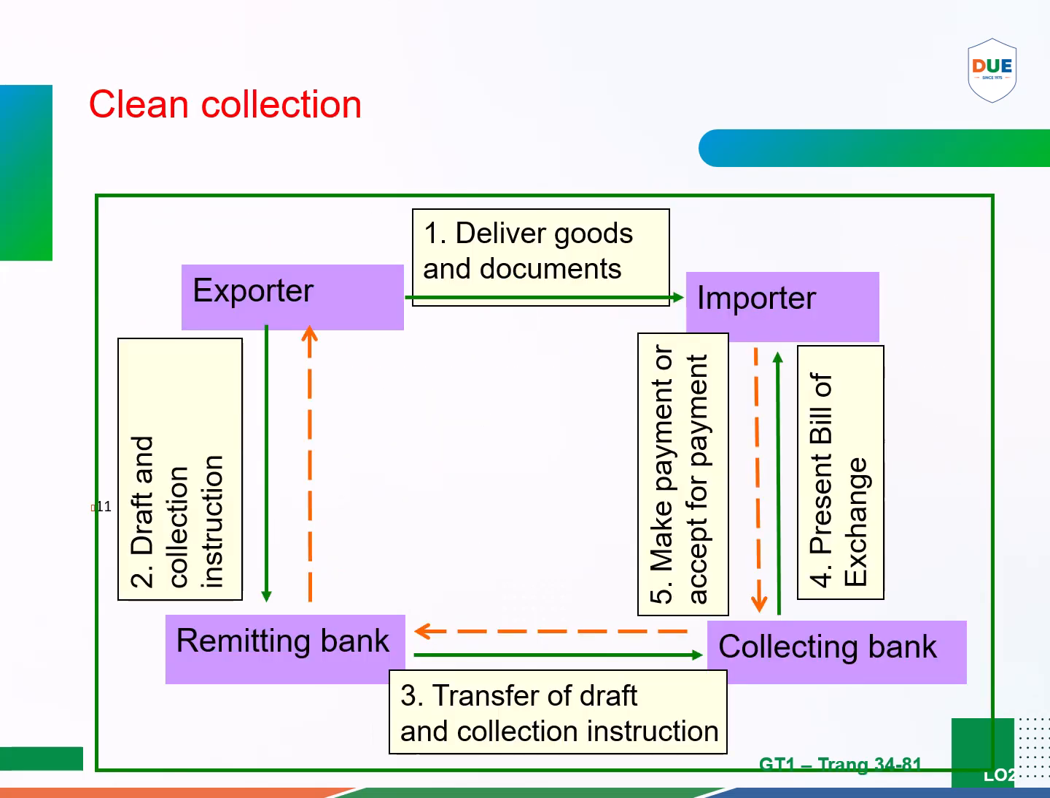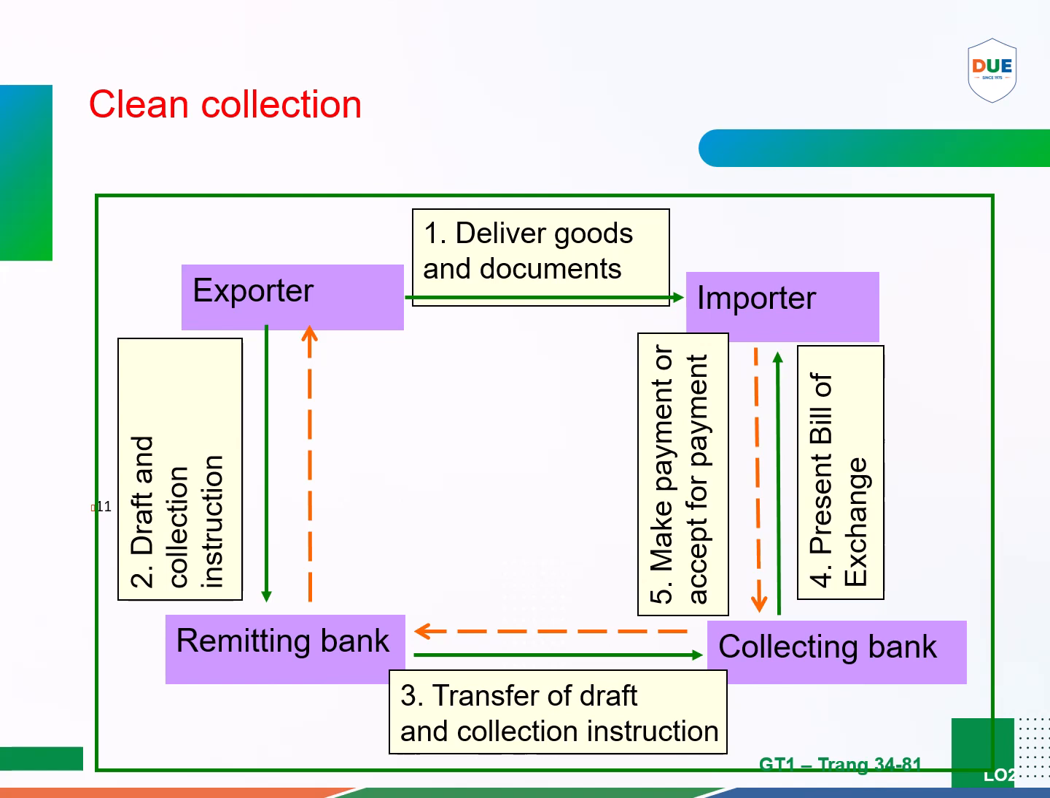In a clean collection, the goods and commercial documents are sent directly to the importer without passing through a bank. The bank only acts as an intermediary for collecting payment, without controlling the goods or guaranteeing payment. The process works as follows. The exporter delivers the goods and documents to the importer while sending the draft to their bank.